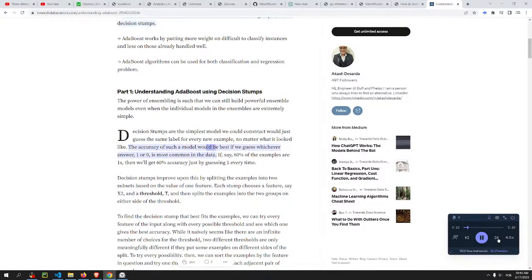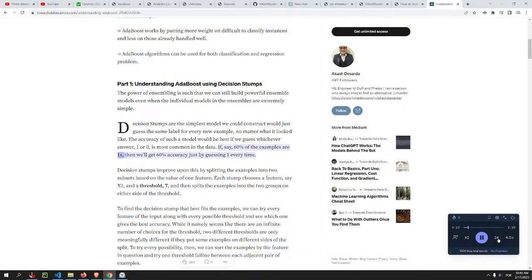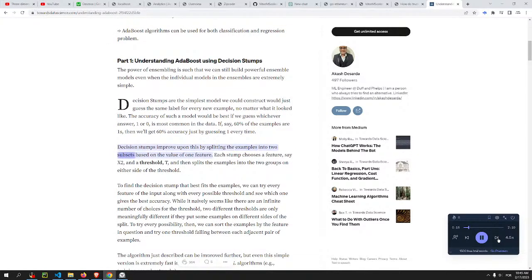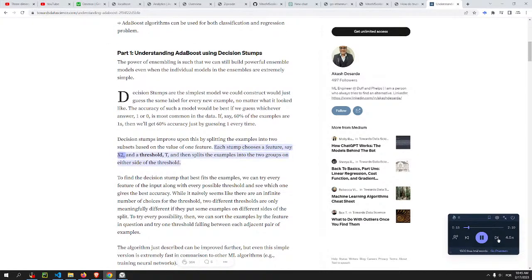The accuracy of such a model would be best if we guess whichever answer, 1 or 0, is most common in the data. If, say, 60% of the examples are 1s, then we'll get 60% accuracy just by guessing 1 every time. Decision stumps improve upon this by splitting the examples into 2 subsets based on the value of 1 feature. Each stump chooses a feature, say x2, and a threshold, t, and then splits the examples into the 2 groups on either side of the threshold.